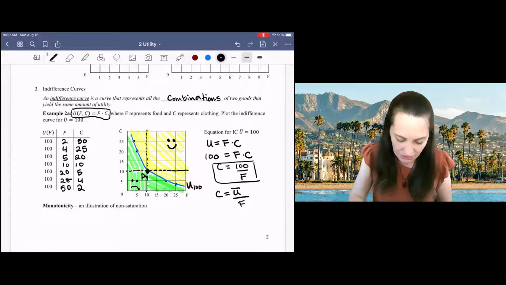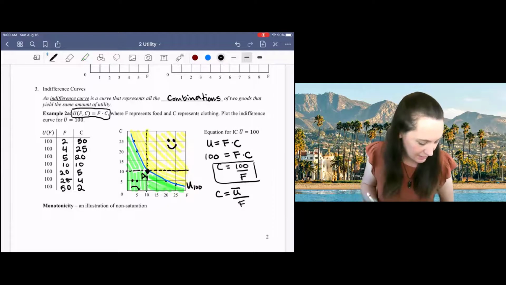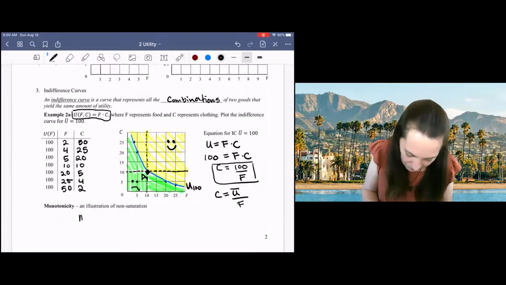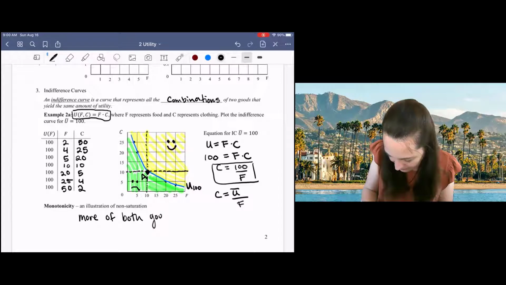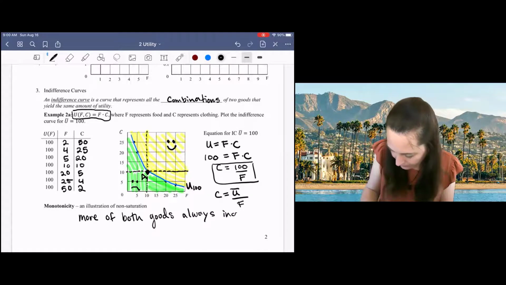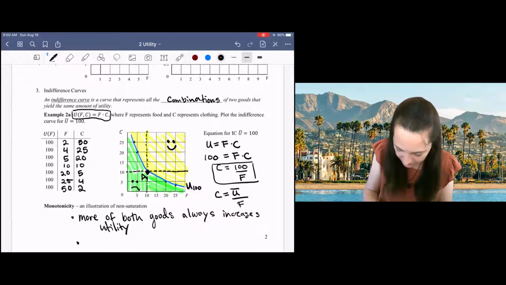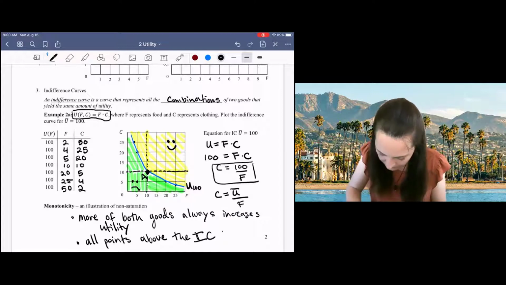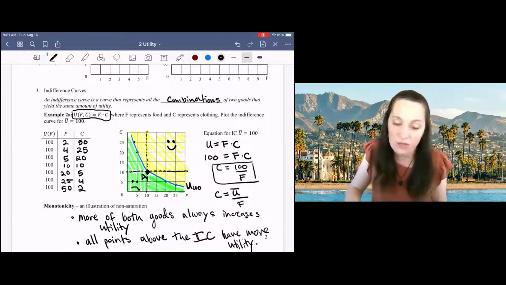All right, so let's just write that out here. That more of both goods always makes you happier, and vice versa. And all points above the indifference curve also make you happier.